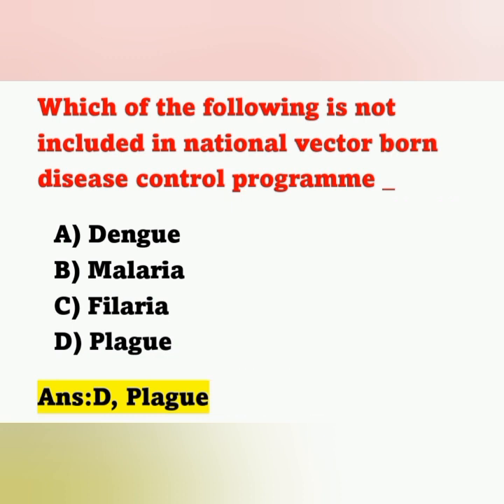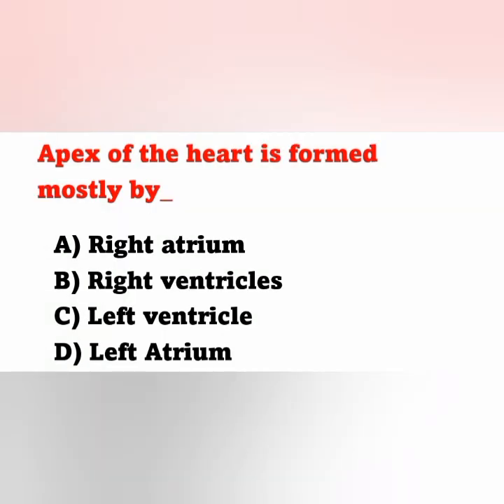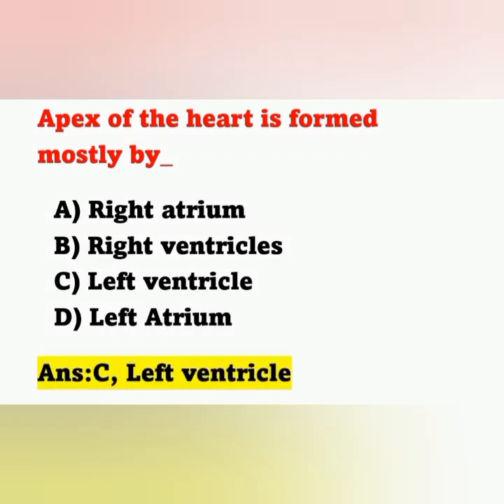And the next question, apex of the heart is formed mostly by option A right atrium, option B right ventricle, option C left ventricle, option D left atrium. Apex of the heart is formed by the left ventricle. It lies posteriorly to the left fifth intercostal space. Here the answer is option C, left ventricle.